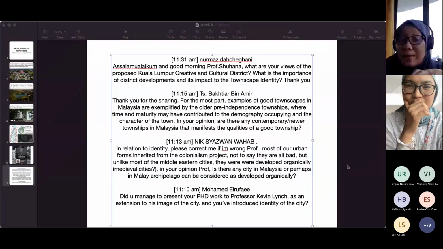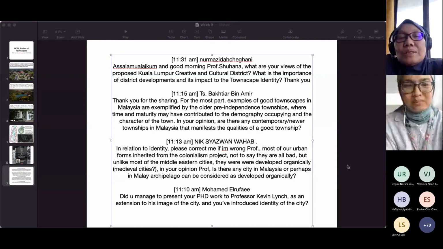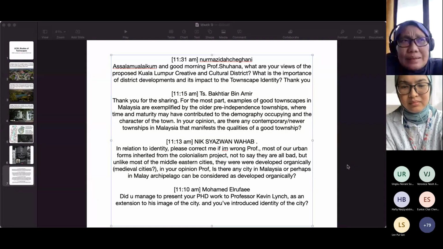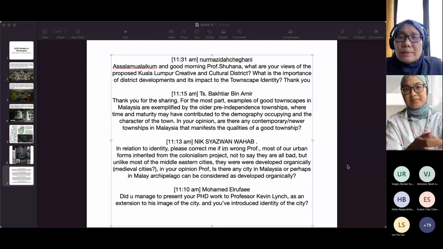Like I said just now, a clear image doesn't necessarily mean a clear identity. So when you have identified a district where you want to emphasize creative and cultural aspects, you must design it such that, when you talk about culture and creativity, sometimes if you try to be too creative, like with mural painting and so forth, you can actually kill off the local character of the place. So they should go hand in hand.